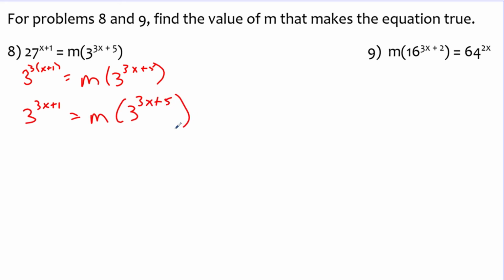So now when I look at these, it's a little bit more obvious that they're pretty close to each other. If you notice that it's 3 to the 3x, this is also 3 to the 3x. So I don't need to change that at all. The only thing that I need to do is change the right-hand side. I need this 5 to turn into a 1. And so the question is, how do I turn 5 into a 1? Well, I would need to subtract 4. And so now we're asking, how do I subtract 4 and change an exponent?